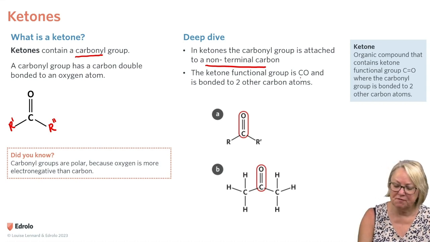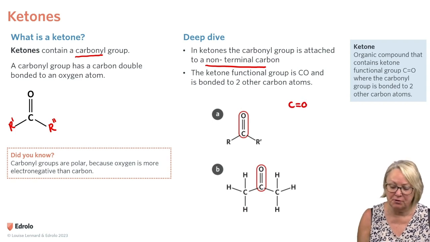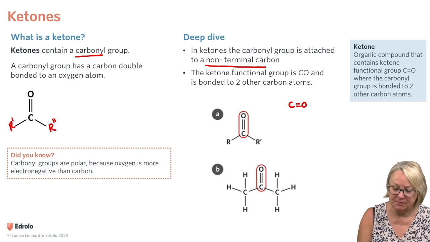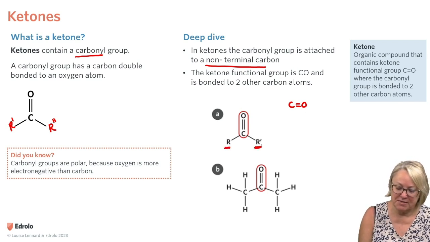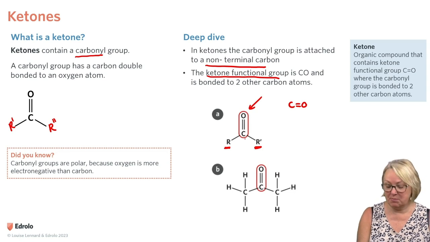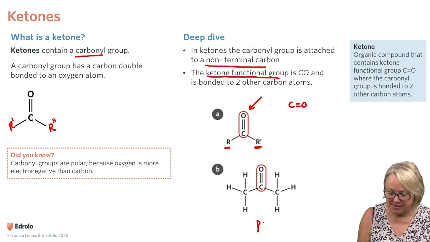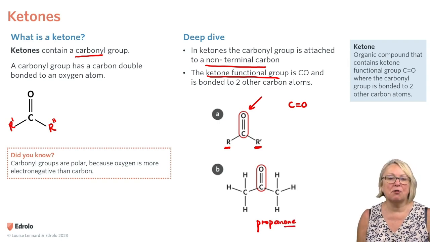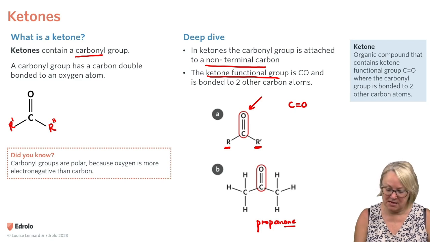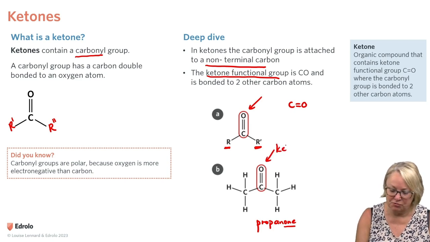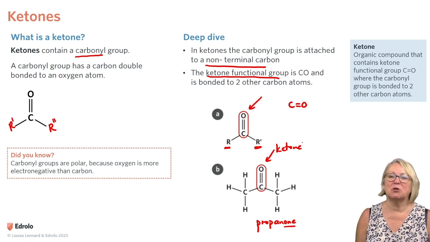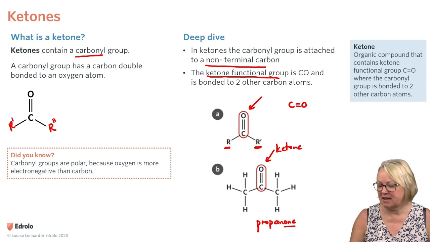In a ketone, the functional group is the carbonyl group, but it's called a ketone functional group when it's present in a ketone. And then we've got the rest of the molecule. So this is the ketone functional group present somewhere in the middle of the molecule. Here we have an example. This one is propanone. The 'one' part is telling us we've got the ketone functional group in the molecule. And we'll look at naming a bit later in another lesson.